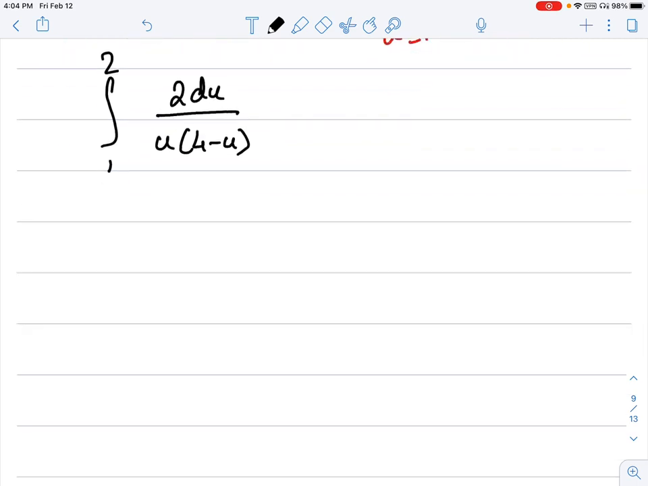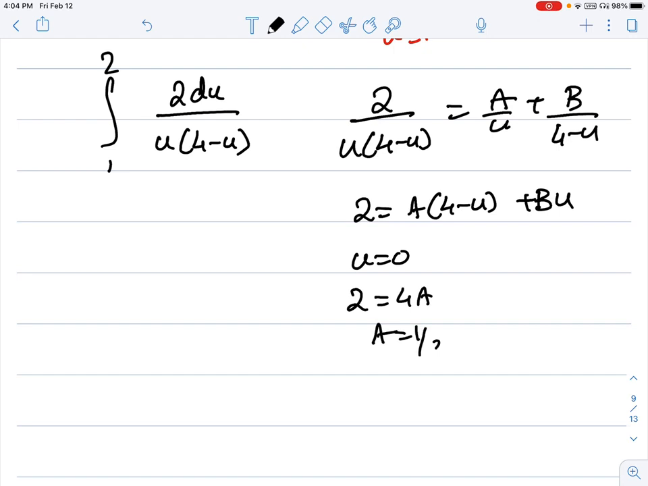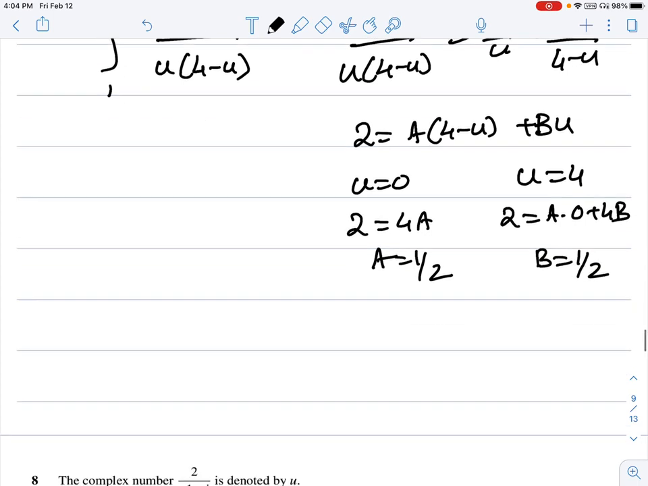For this one, what should I do? I should do partial fractions. So 2 upon u times (4 minus u) is equal to a by u plus b by (4 minus u). So 2 is equal to a times (4 minus u) plus bu. Let u equal to 0: 2 is equal to 4a, a is equal to 1/2. Let u equal to 4: 2 is equal to a times 0 plus 4b, b is equal to 1/2.